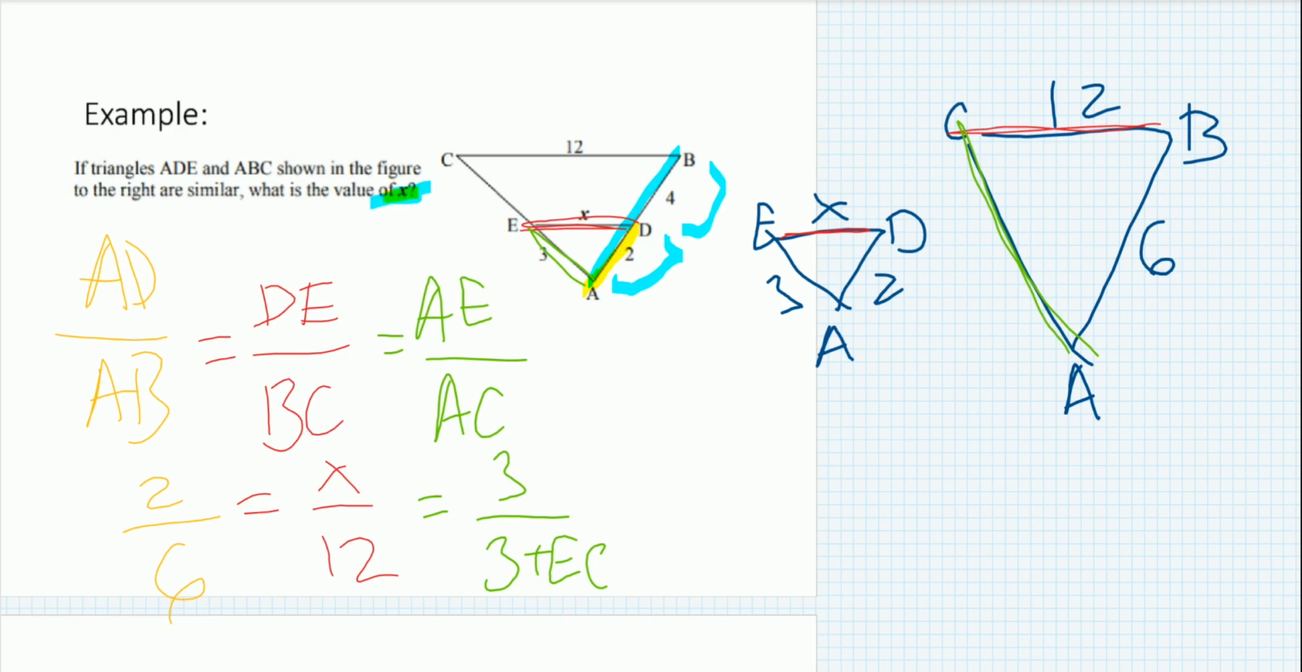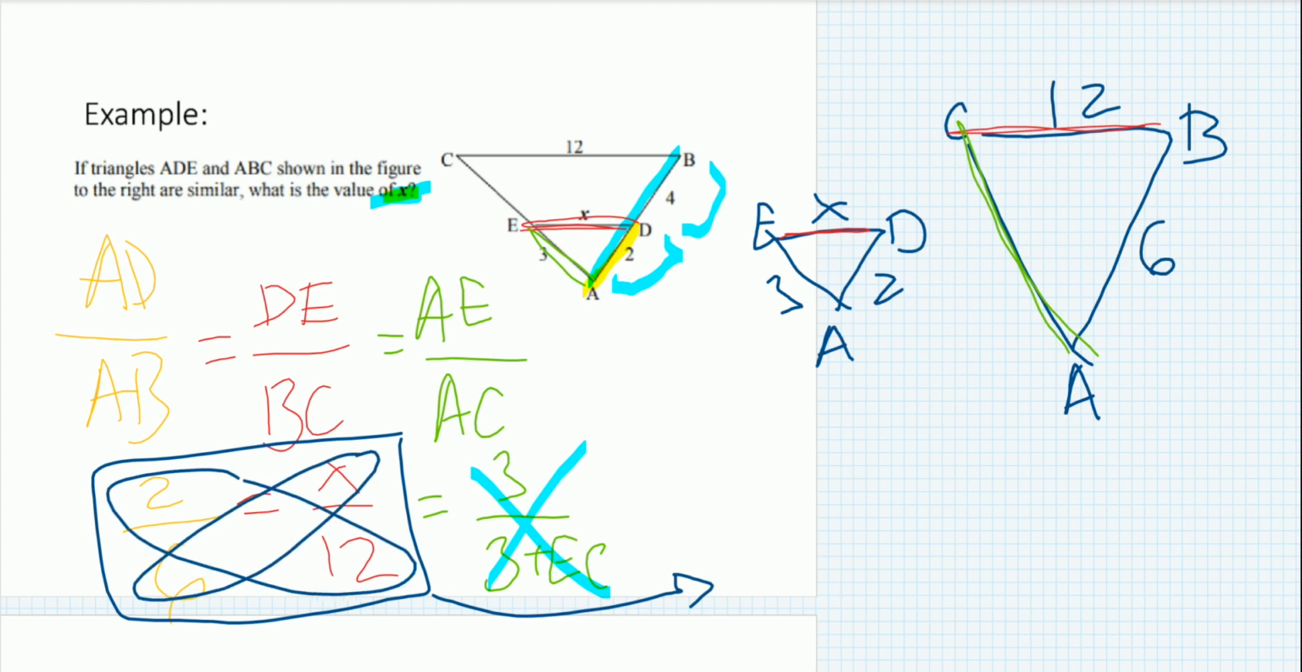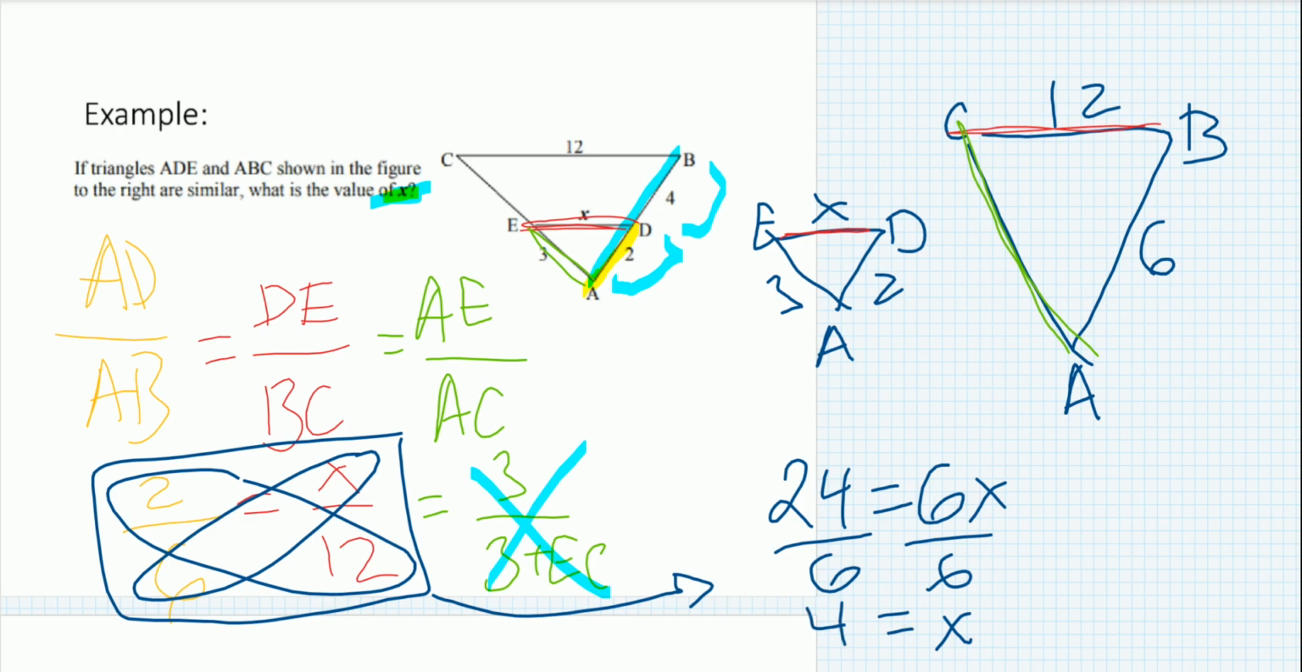If you notice, this one here has no x in there whatsoever. So it's basically useless for us in this problem. And so what that means is that these two are going to give me my answer, right? We're going to cross multiply and solve. This is a pretty nice, easy problem to solve. So cross multiplying, right there it'll give me 24 equals 6x. We divide by 6 on both sides. So it's actually pretty straightforward, pretty easy problem.